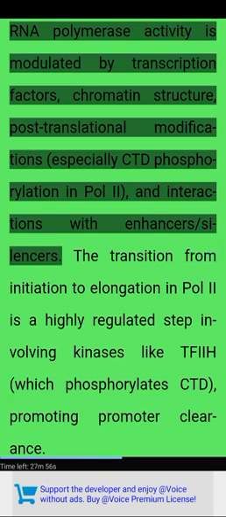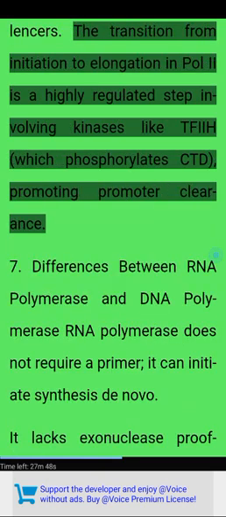RNA polymerase activity is modulated by transcription factors, chromatin structure, post-translational modifications, especially CTD phosphorylation in Pol II, and interactions with enhancers and silencers. The transition from initiation to elongation in Pol II is a highly regulated step involving kinases like TFIIH, which phosphorylates the CTD, promoting promoter clearance.